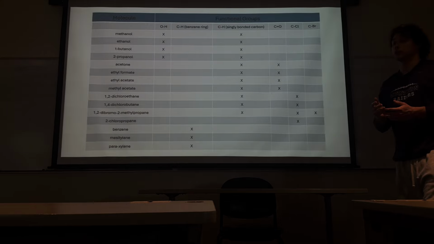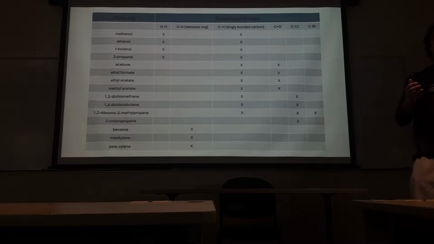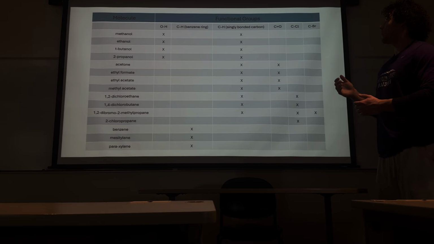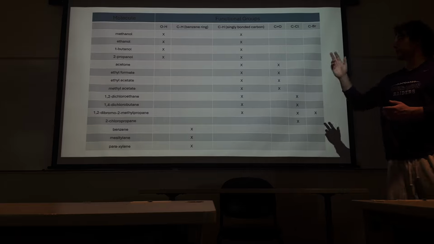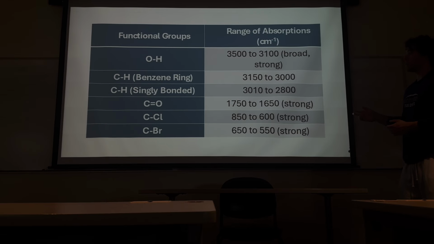And using the Lewis structure, for 15 potential molecules, we were able to predict what their results would be under IR spectroscopy. Here we can see what the exact wave numbers are for each functional group.